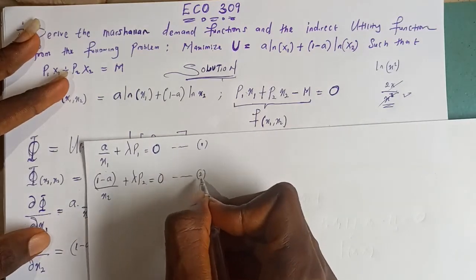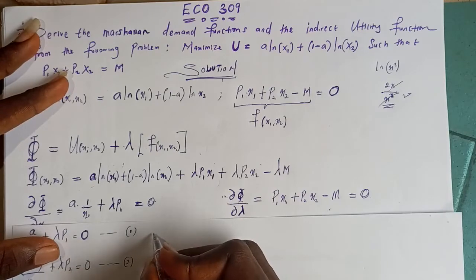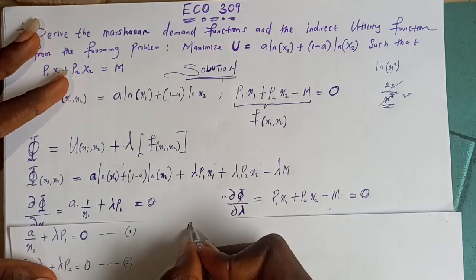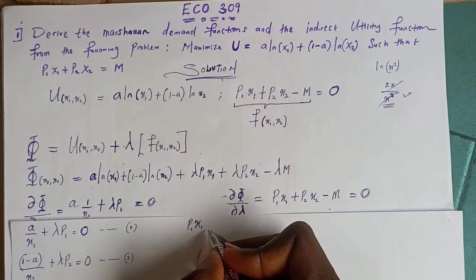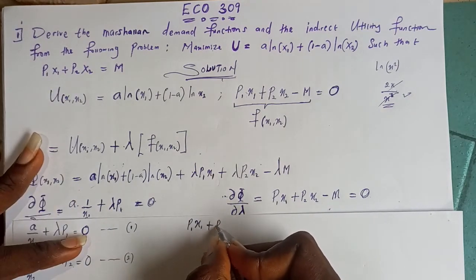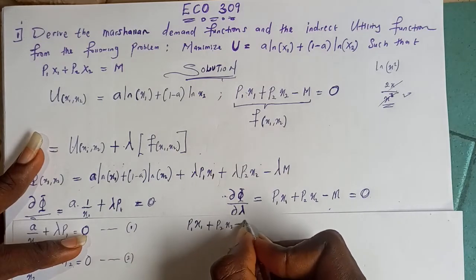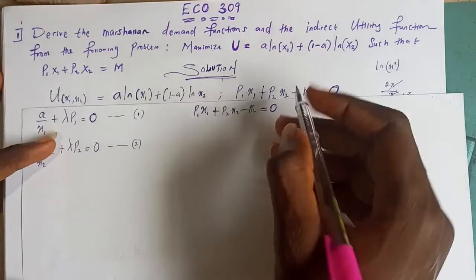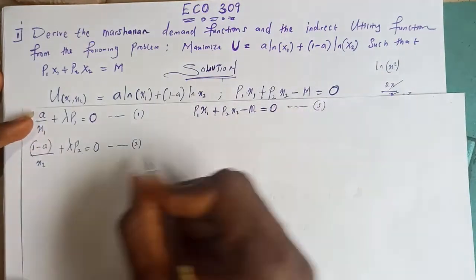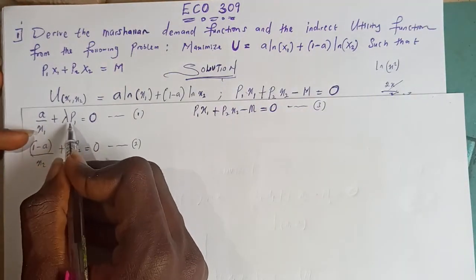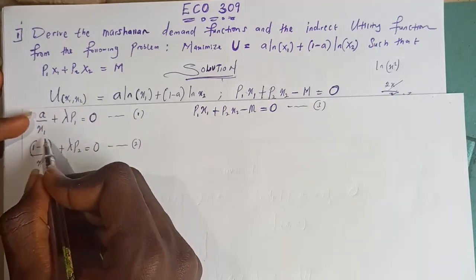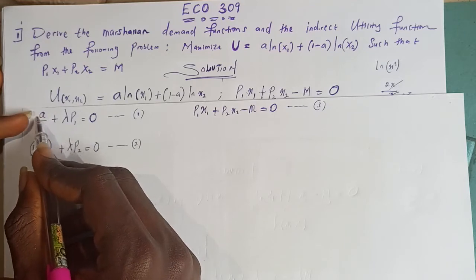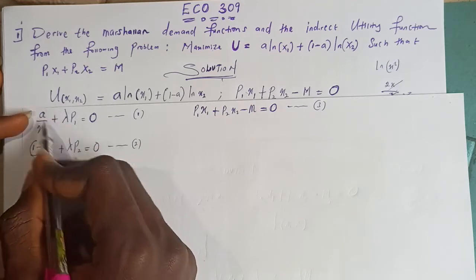That is equation 2. And at the same time, we have this last one here, which is p1 x1 plus p2 x2 minus m equals 0. So this is what we have. This is equation 3. So from here, let's make lambda the subject of the formula, or we can decide to solve out for x1 and x2. But since everything is in terms of letters, I can't easily get this. So let me just go ahead and solve.